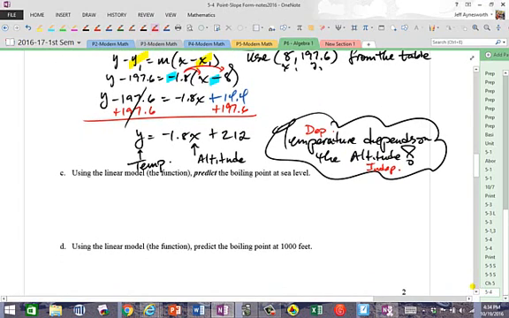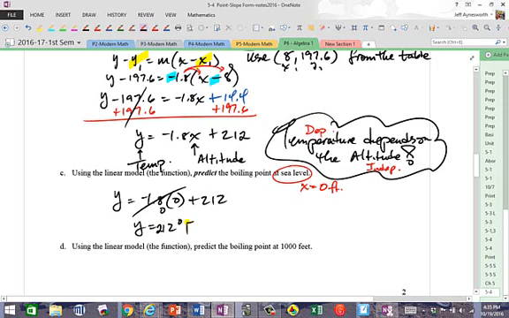All right, so the question here is, using the linear model, predict the boiling point at sea level. Well, how far above the ground is sea level? Well, 0 feet, right? So sea level is 0 feet. So x equals 0. So I want to substitute 0 in there. So y is equal to negative 1.8 times 0 plus 212. Well, that's 0, right? And so y is equal to 212 degrees Fahrenheit at sea level. By the way, you can Google that. You can Google the boiling point of water at sea level, and you'll get that special number right there.